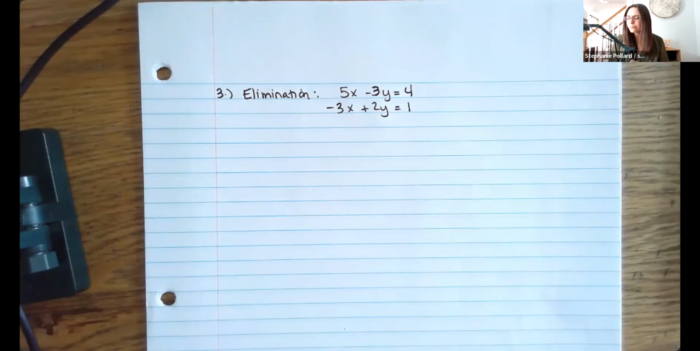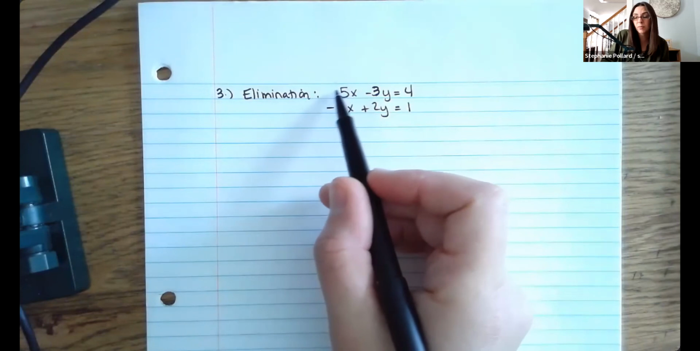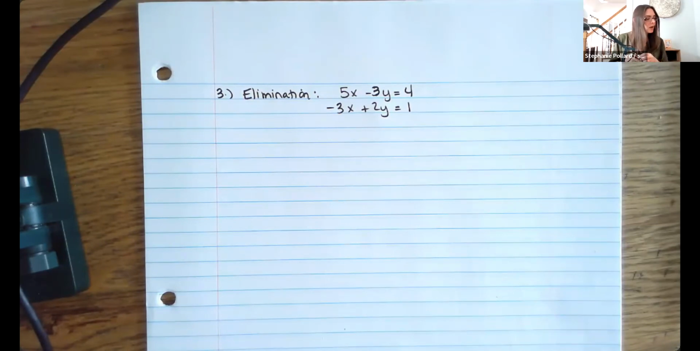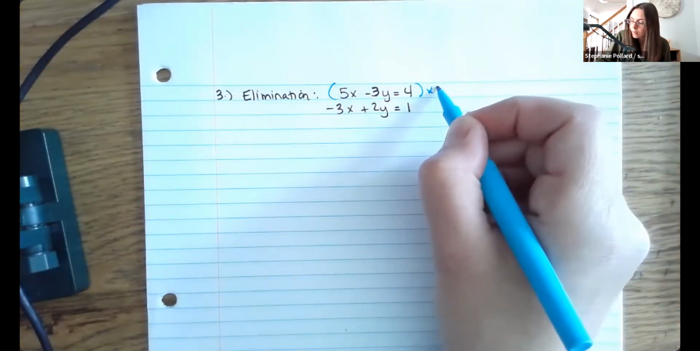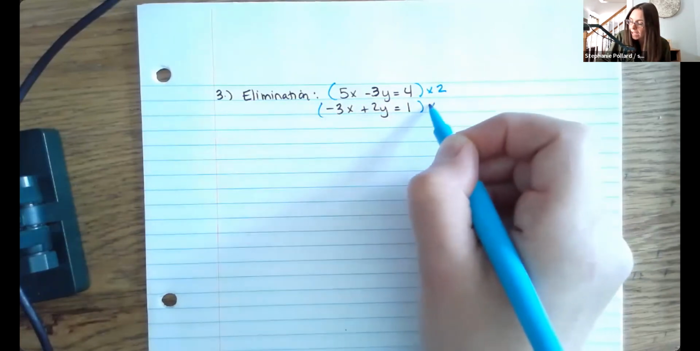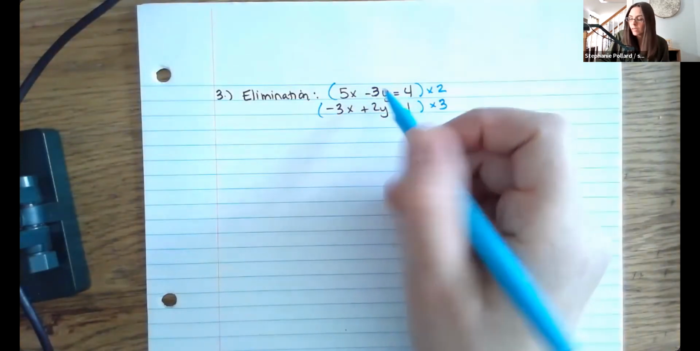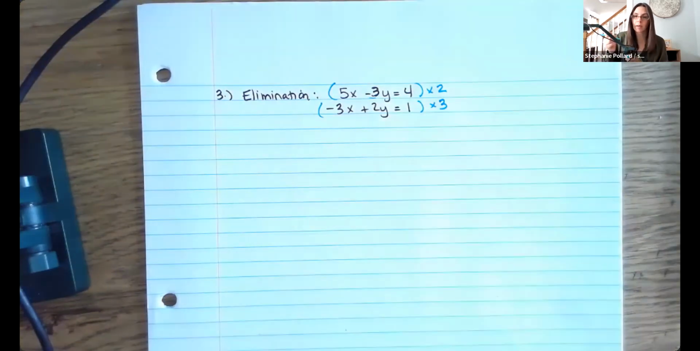Here, I don't see an easy way just to cancel something, right? I guess I could multiply this by like 3/5 or something like that to get the x's to cancel, but I really don't want to multiply by fractions. So I'm going to use whole numbers here. So I think what I'm going to do is multiply my top one by 2 and my bottom one by 3. I'm choosing this because that will get my y's to cancel. -3 times 2 is -6, and 2 times 3 is +6, so I can cancel my y's.